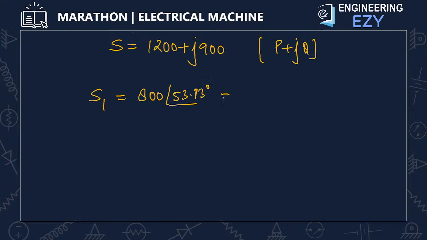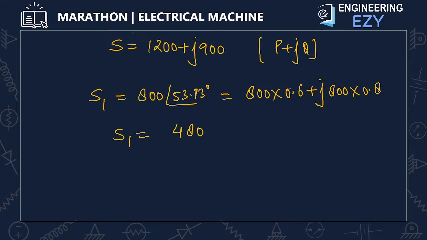53.13. So what am I getting? I am getting 800 multiplied by 0.6 plus j times 800 multiplied by 0.8. So S1, I am getting 480 (8 6s are 48) plus j times 640 (8 8s are 64). It is P1 plus jQ1. Yes, Sai Kishore is giving the answer 720. I think almost 720 is the correct answer.